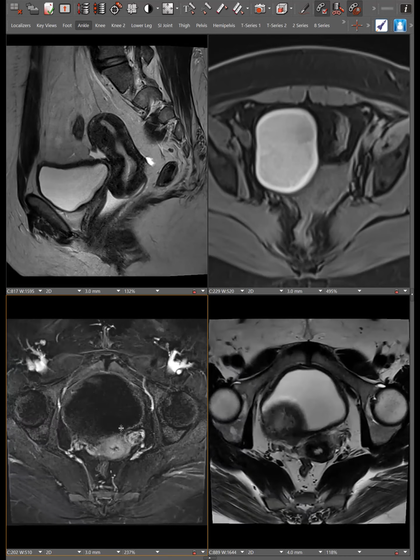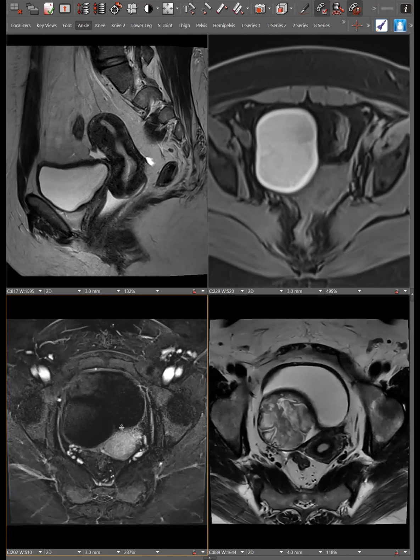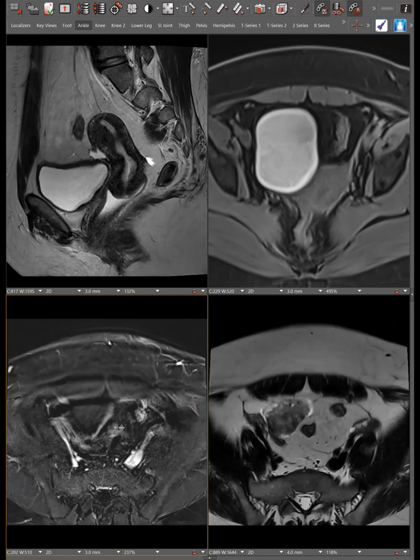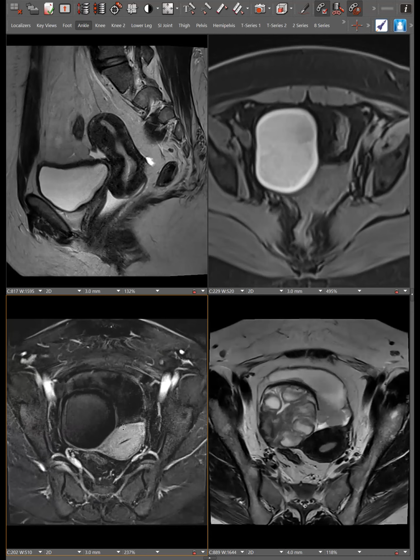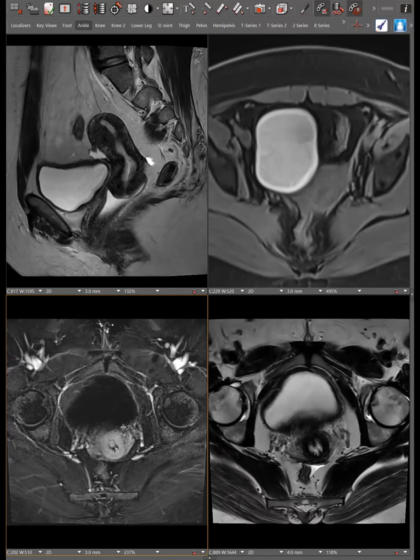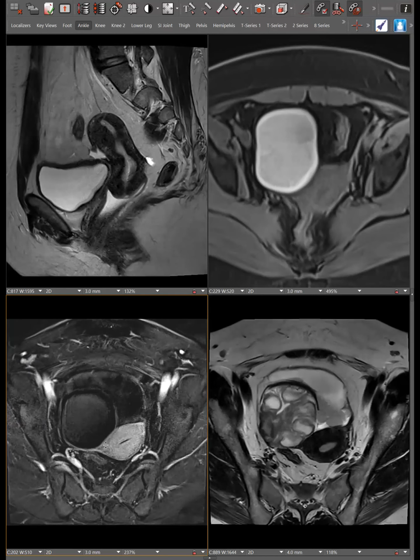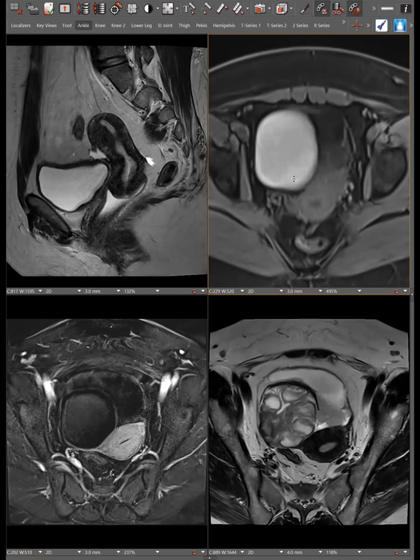Is it a torsed ovary? Why do you think that? Oh, because of the hemorrhage. Why isn't this an endometrioma? All those big follicles, right?